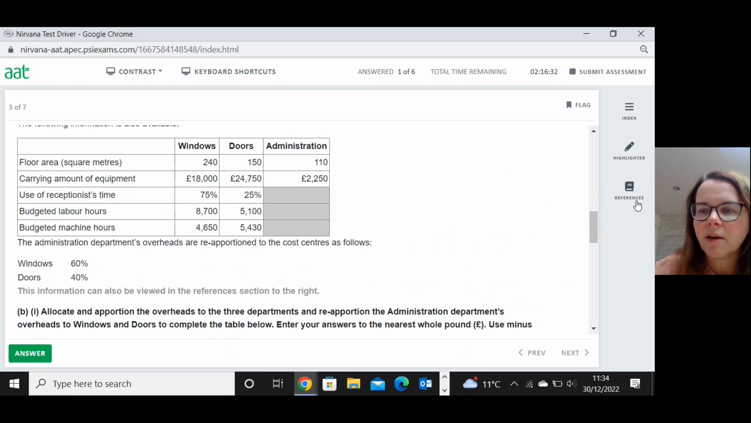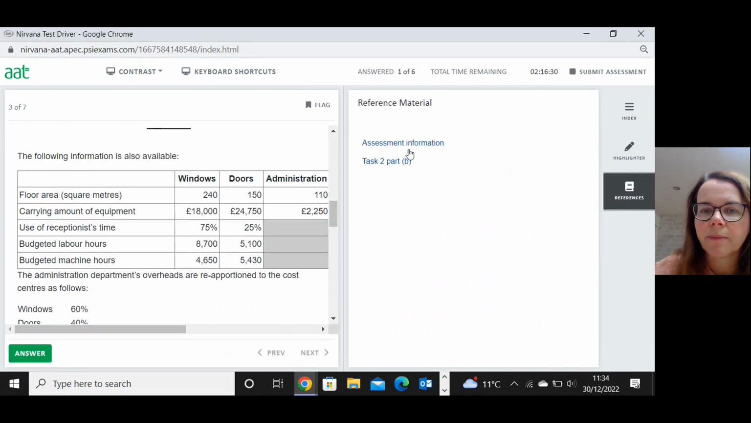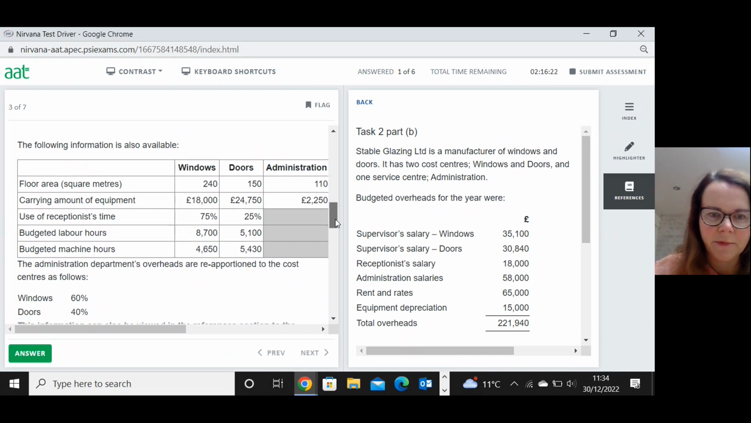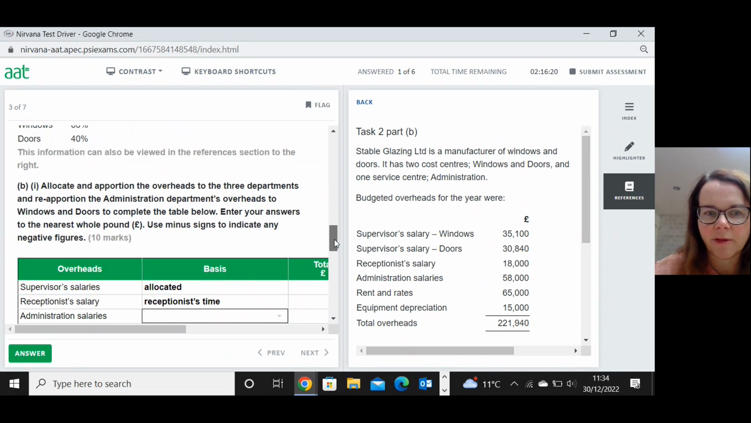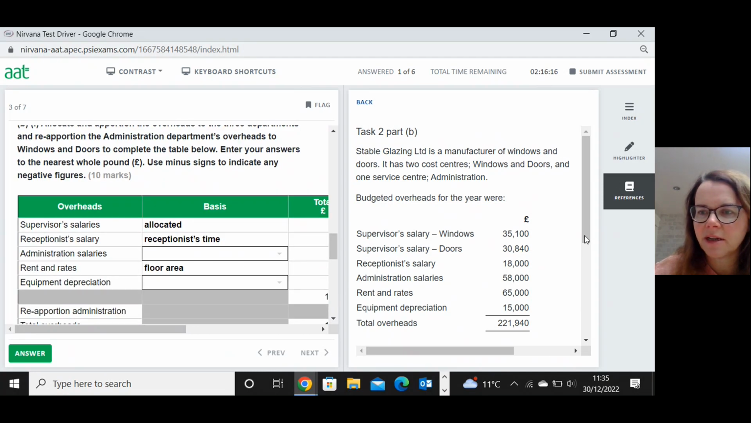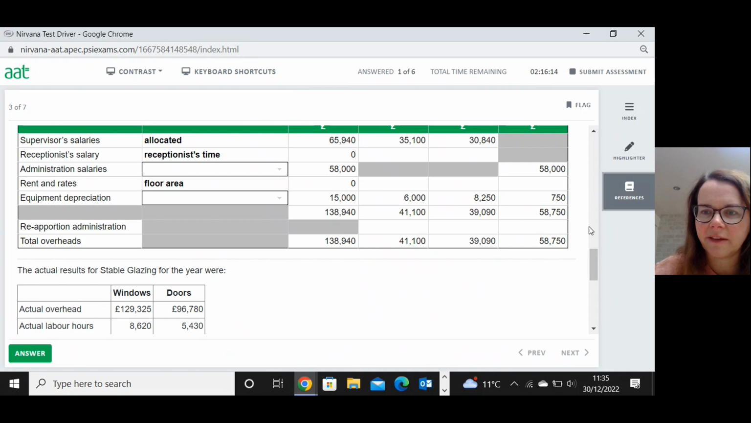Okay, so again, we can click on that reference material and have that alongside. The only trouble is every time you click off it, it goes back to the top. So you may or may not find that helpful. Personally, given the size of this question, I'm going to opt not to use that this time, and I'm just going to go up and down as required.